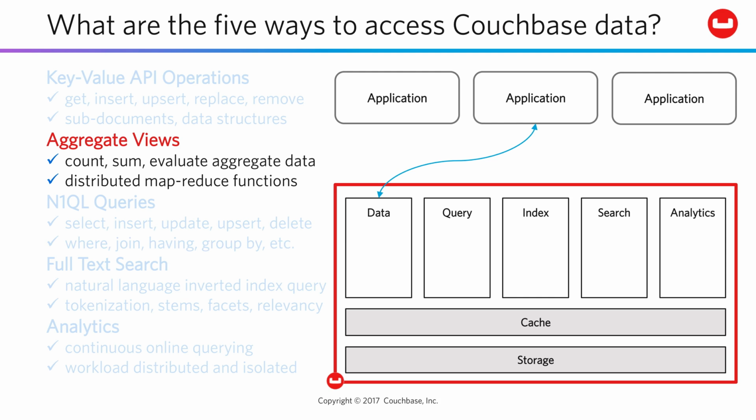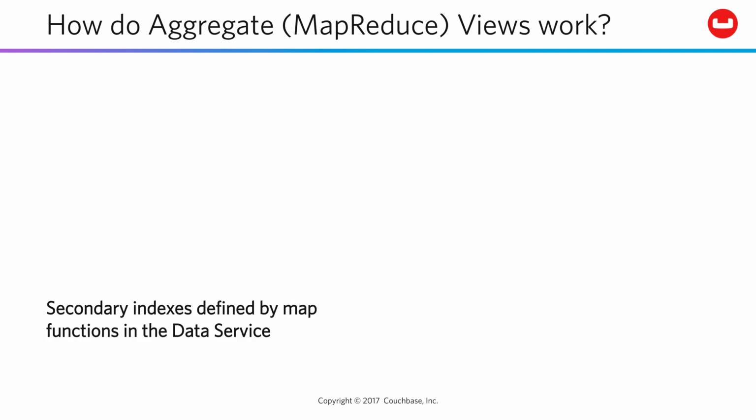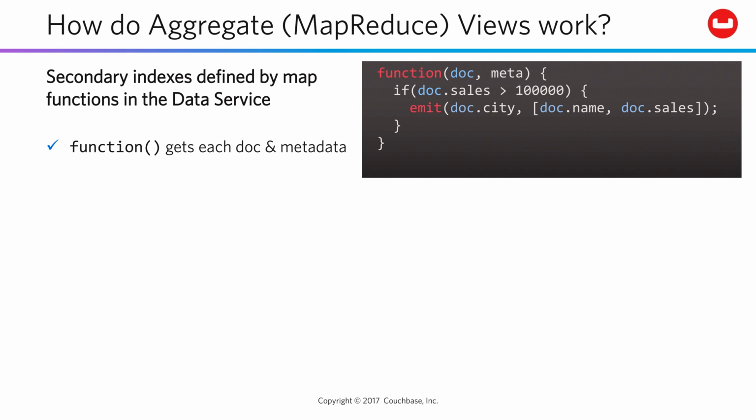Next, let's look at aggregate views a bit. Aggregate views are a traditional way in Couchbase to aggregate data using distributed MapReduce style functions. With this feature, mapping functions are defined and distributed among all data service nodes. They process each document on that node to generate a secondary index.